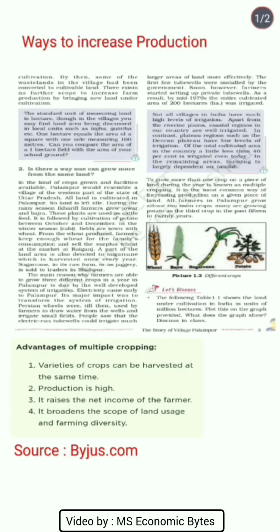Let us study from page 3 and focus on ways to increase production. There are basically 2 ways, that is multiple cropping and green revolution. Let's start with multiple cropping. Here you can see that growing more than one crop on a piece of land during the year is known as multiple cropping. In the picture, it is clear that wheat, bajra, sugarcane, potato are all grown on the same piece of land. What are the advantages?